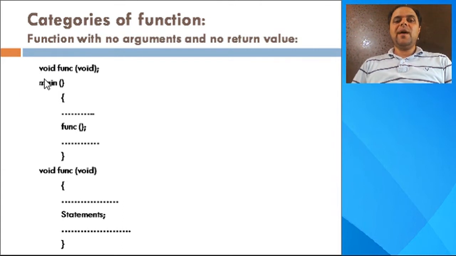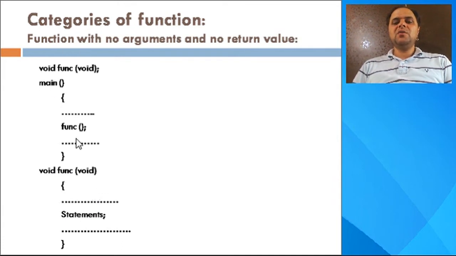Here the example is void function void. Here you can see I have written void, which means the return type is void, so it will not return anything, and the argument is also void. In main, this is the function call, where I have called the function, and this is the function definition. So this is the example of a function with no argument and no return value.